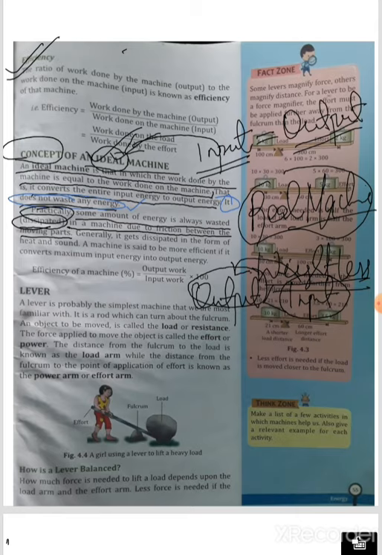Understand? So now I hope you understood. So ideal machine is just a concept. Understand? Practically it does not exist. All right, are you getting my point?